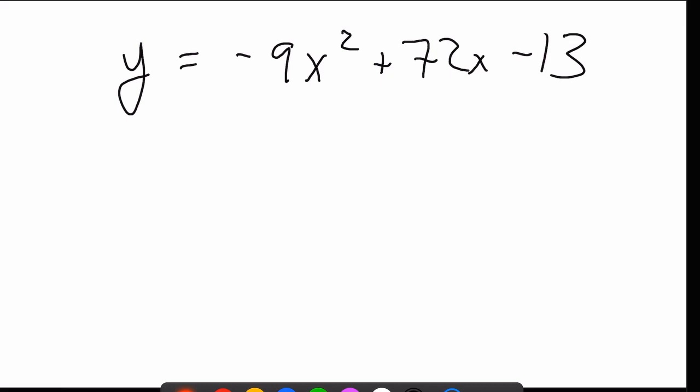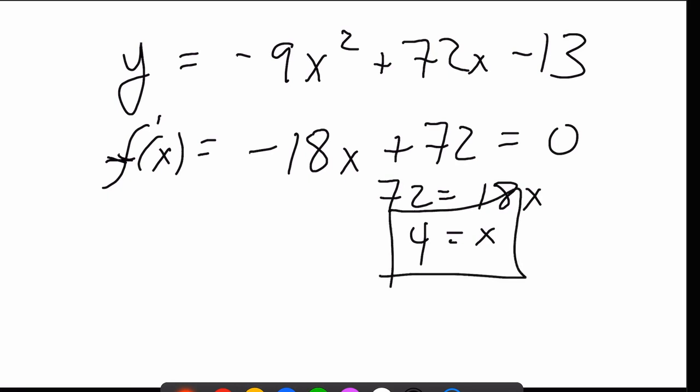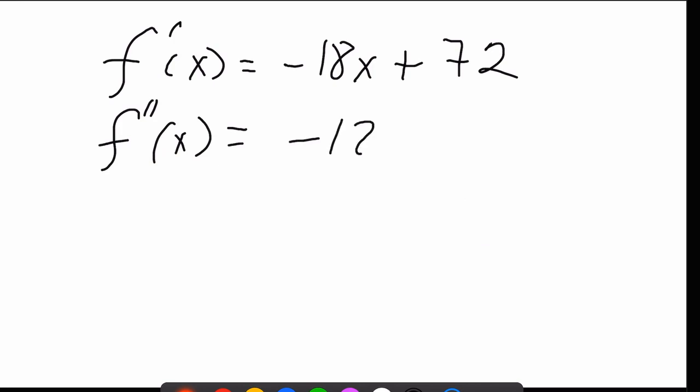So let's find the optimal point here, optimize this function. To do that, first we need the first derivative, which is going to be minus 18x plus 72. We set that equal to 0. So 72 equals 18x, x equals 4. Do we like that? So x equals 4. All right, now the first derivative was what? Minus 18x plus 72. So the second derivative is going to be minus 18, which is less than 0. Therefore, we have a maximum.